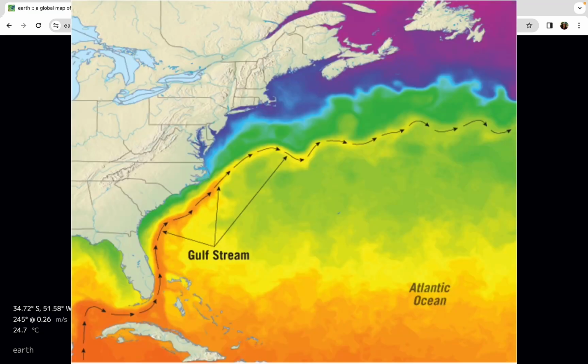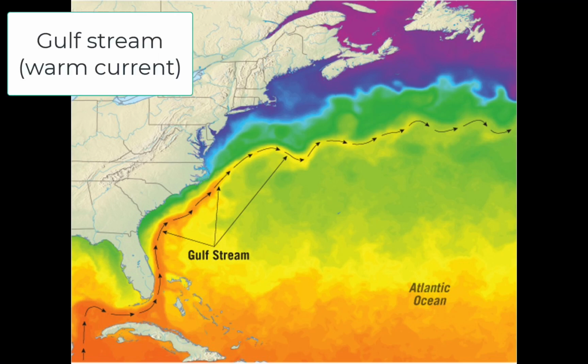Let's take a closer look at the North Atlantic Ocean. The Gulf Stream current transports warm surface waters from the tropics to the North Atlantic. It will release heat to the atmosphere as it heads north. As a consequence, it moderates the climate at Great Britain.